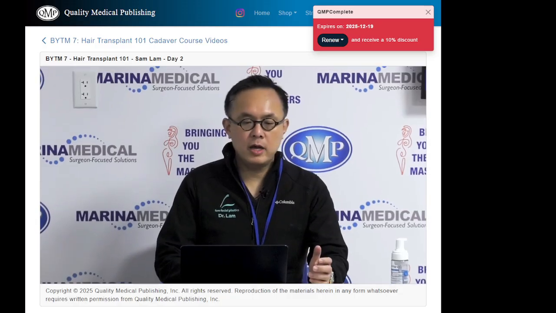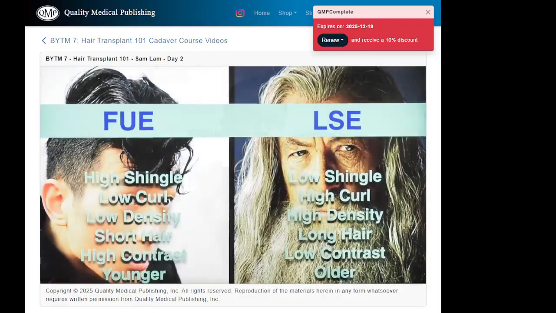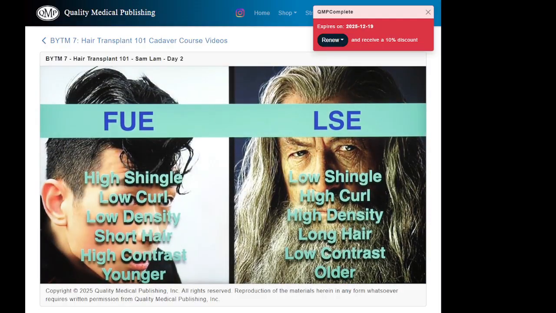So we're going to talk about linear strip excision, or strip cases. This slide you've seen two to three times before. It's just reminding you of the good and bad candidates for a strip. Obviously, someone wearing their hair long, if they're women, they have low contrast between scalp and hair, which makes that scar a little bit more difficult to see. Low shingle means the hair is going down. All of those cases are very ideal.